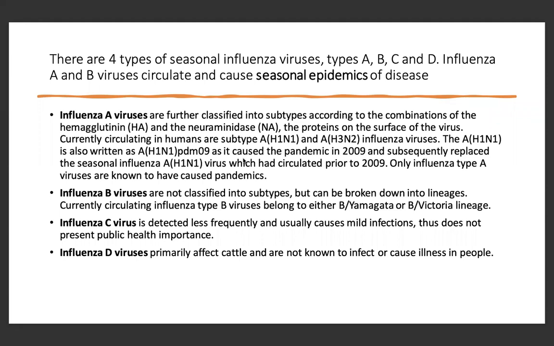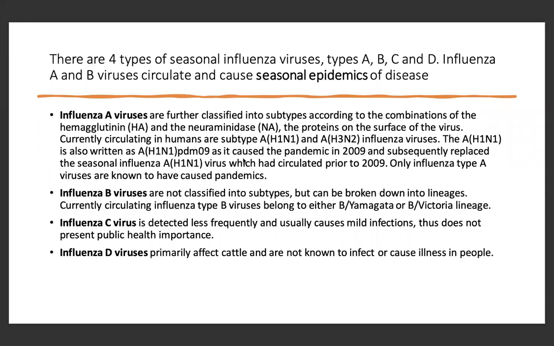The A H1N1 is also written as A H1N1 pdm09 as it caused the pandemic in 2009 and subsequently replaced the seasonal influenza A H1N1 virus which had circulated prior to 2009. Only influenza type A viruses are known to have caused pandemics. Influenza B viruses are not classified into subtypes but can be broken down into lineages. Currently circulating influenza type B viruses belong to either B Yamagata or B Victoria lineage.